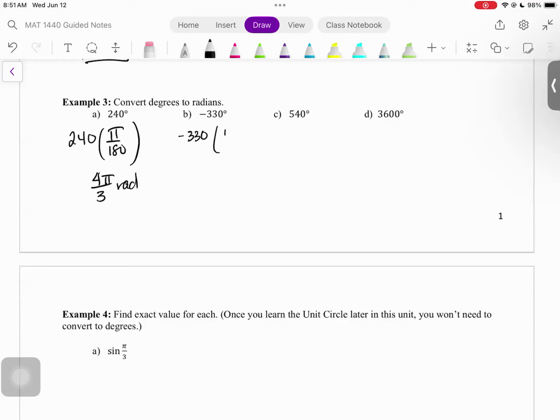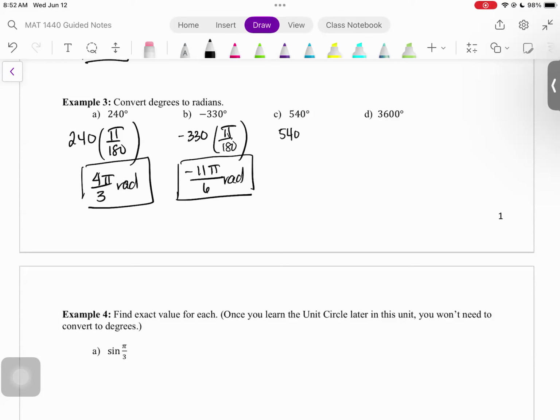Negative 330 degrees multiplied by pi over 180 to convert to radians. That negative 330 over 180 simplifies to negative 11 over 6, so negative 11 pi over 6 radians. 540 degrees. Again, since this is bigger than 360, when we convert to radians, it should be something larger than 2 pi. 540 divided by 180 is 3, so this is 3 pi radians.